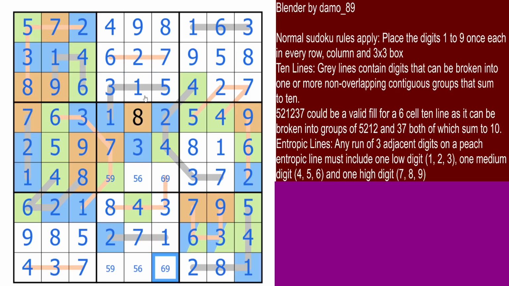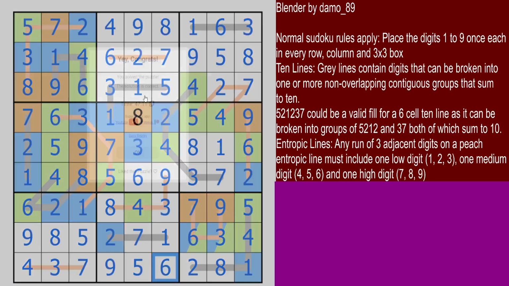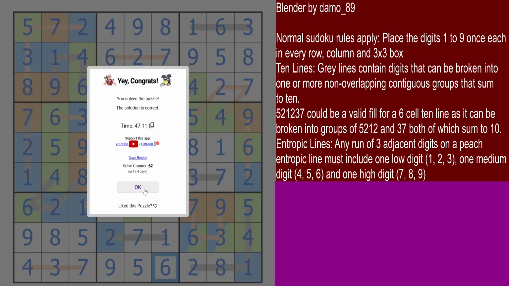that's not 5, right? That 8 gives 9 here. Should have looked at this. So that's 9, that's 5, that's 6, that's 5, that's 9, that's 6, and we are done with the puzzle.